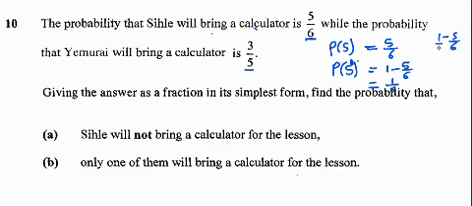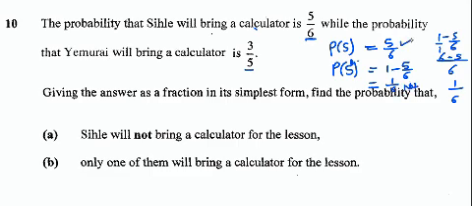Now subtract, common denominator of 1 and 6, that's 6. 1 into 6, that's 6 times 1, 6. 6 into 6, 1 times minus 5, that's minus 5. 6 minus 5, that's 1 over 6. That's why we're getting 1 over 6. This is the probability that Sihle will not bring. This is the probability that she will bring.